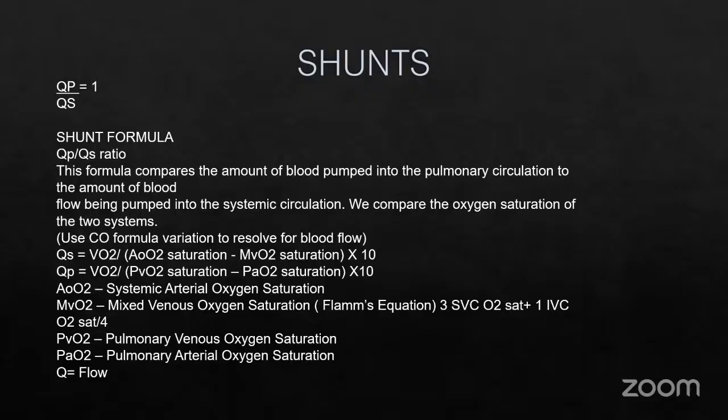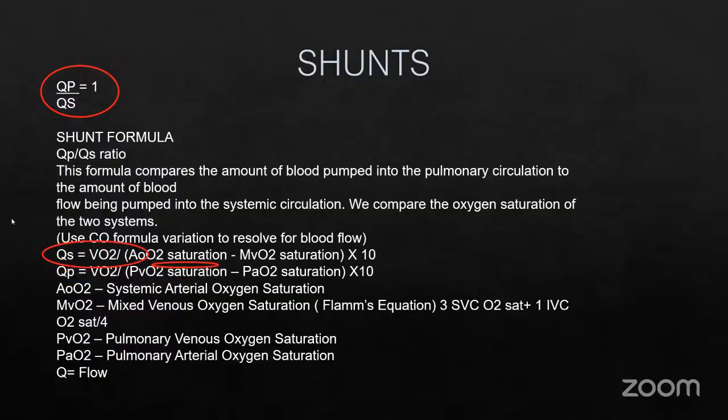In the ideal world, I want the ratio to be 1, because that's going to mean that there is actually no shunt, 1-to-1. And then we're going to talk about what happens when our ratio is not 1. Okay, so in this formula, we're going to compare the amount of blood pumped into the pulmonary circulation to the amount of blood being pumped into the systemic circulation. We compare the two systems. We're going to use the cardiac output formula to resolve for blood flow. So let's take a look at what QS looks like. We already saw it, but let's look at them together.